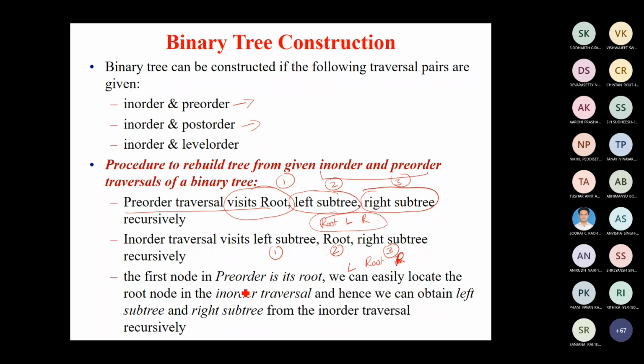So the first node in the pre-order is the root. We can easily locate the root node in the in-order traversal, and hence we can now obtain the left subtree as well as the right subtree from the in-order traversal. And if you keep proceeding till the last node, a unique binary tree can be constructed.